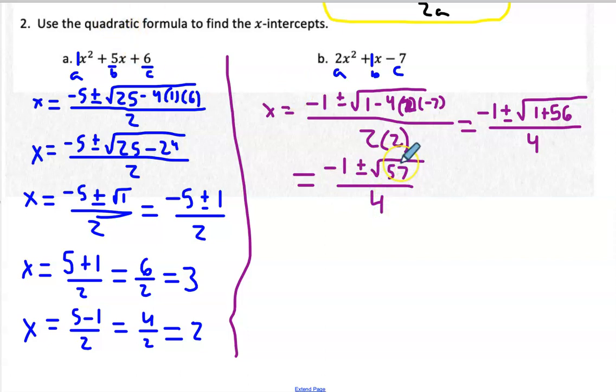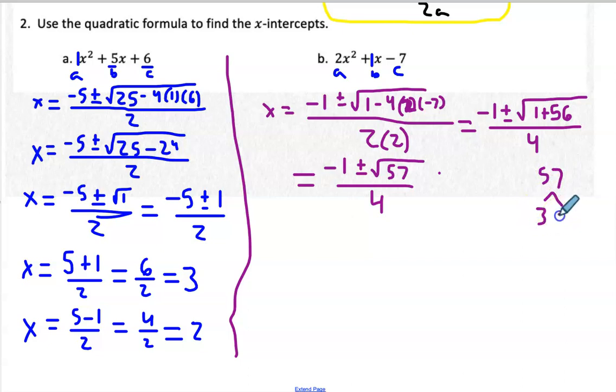Okay, so at this point, I know 57 is not a perfect square. I would try and break down the square root of 57 if I could. So like what times what is 57? However, in this case, 57 is a prime number. The only thing that gives me 57 is 1 times 57. So in that case, actually, I had to pause for a second. I lied. 57 is not a prime number.